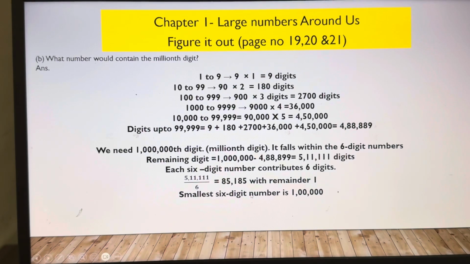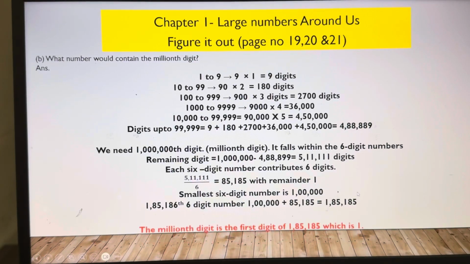Now the smallest 6-digit number is 1 lakh. So we add this number to 1 lakh. So we get 1,85,185. That number will be our 6-digit number. So 1 lakh plus 85,185, you get 1,85,185. So this is the number, and from that the first digit is your answer.